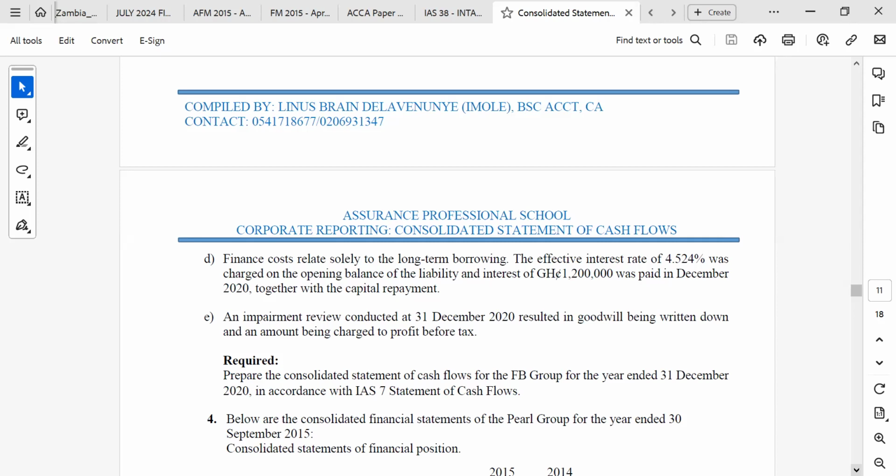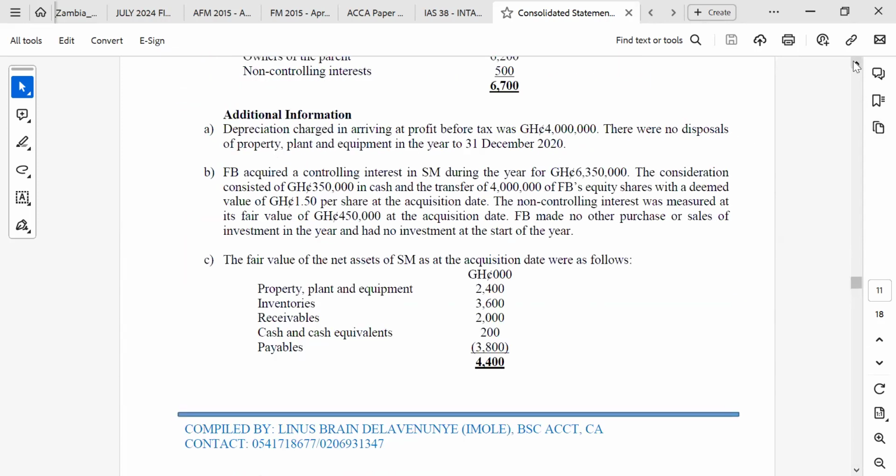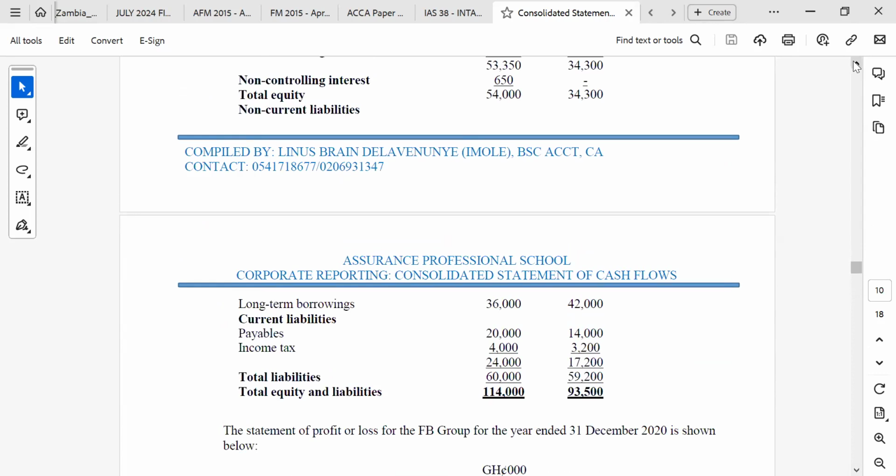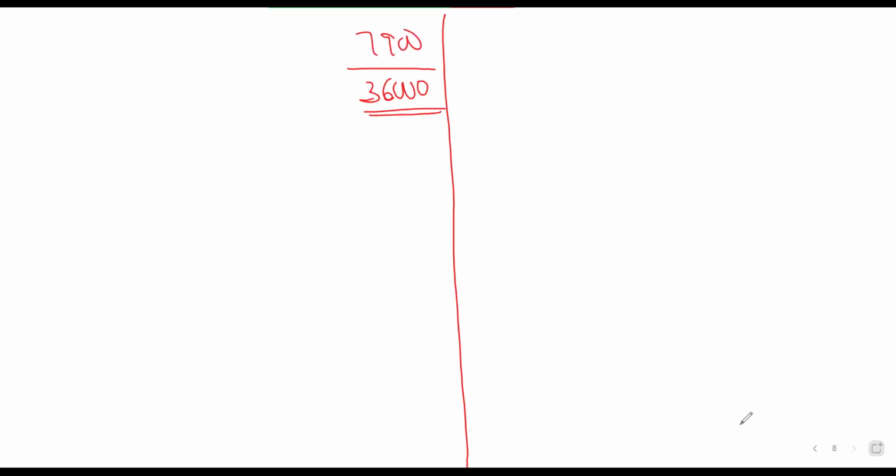Okay. All right. So let's go to the closing figure that they are giving to us as the long-term borrowings. What is the closing figure? 36,000. So what is the difference there? It's supposed to be 43,900, but we are having 36,000. So what is the difference? 7,900. So this is the amount paid.